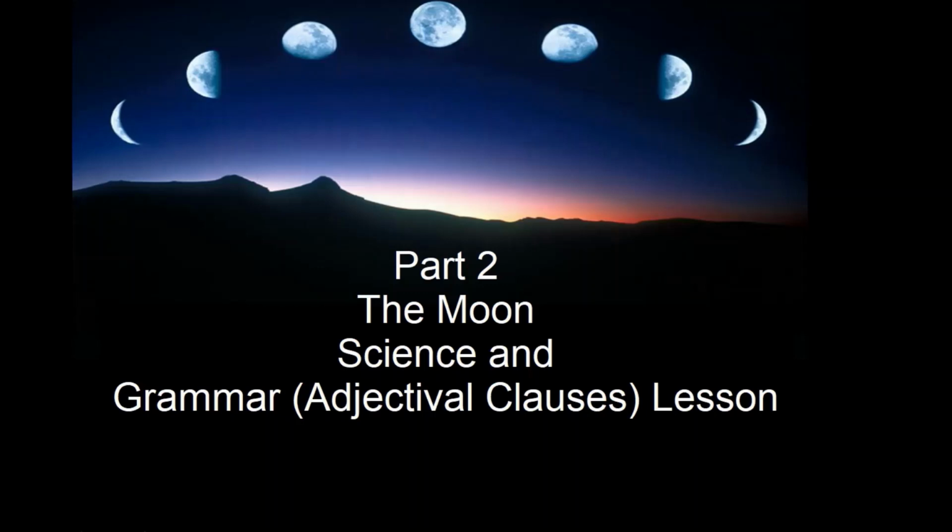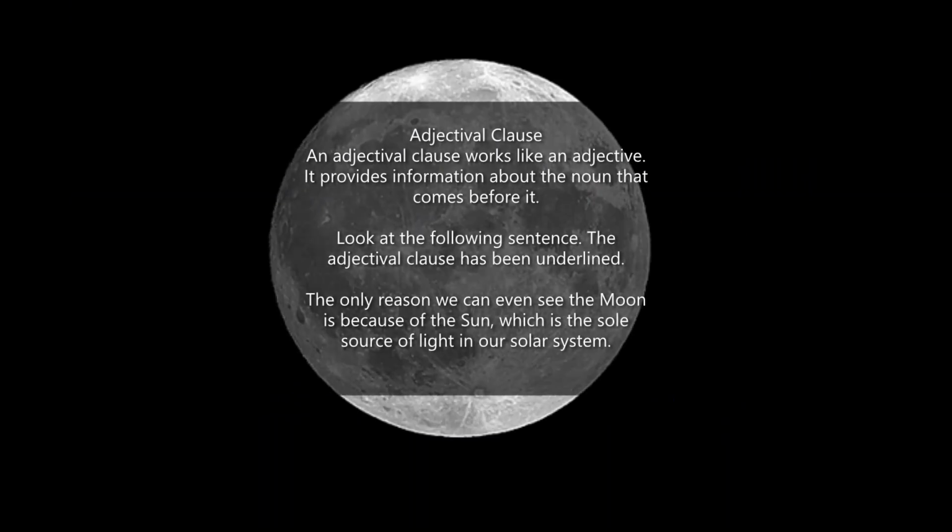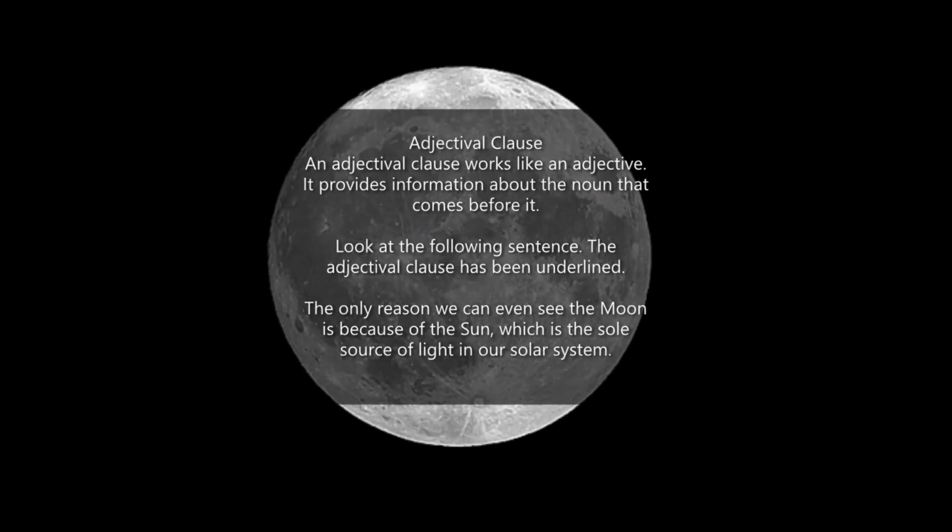how adjectival clauses work. Okay, so if you're not sure what an adjectival clause is, let me explain it to you now. So basically, an adjectival clause works like an adjective. It provides information about the noun that comes before it. Look at the following sentence. The adjectival clause has been underlined.